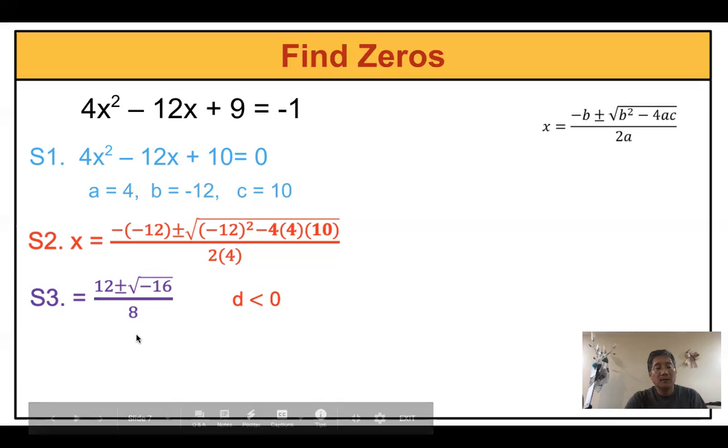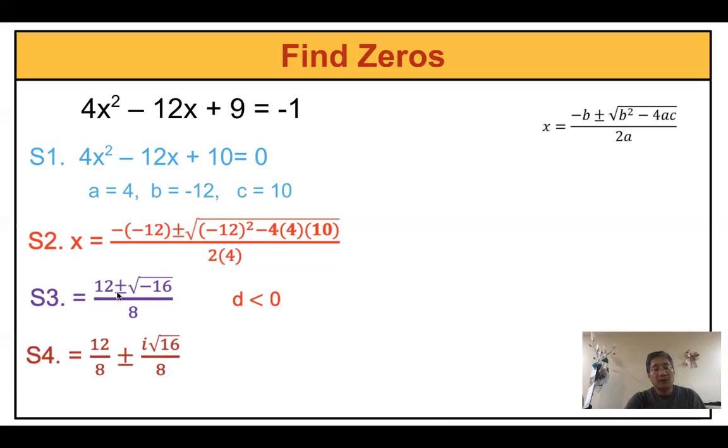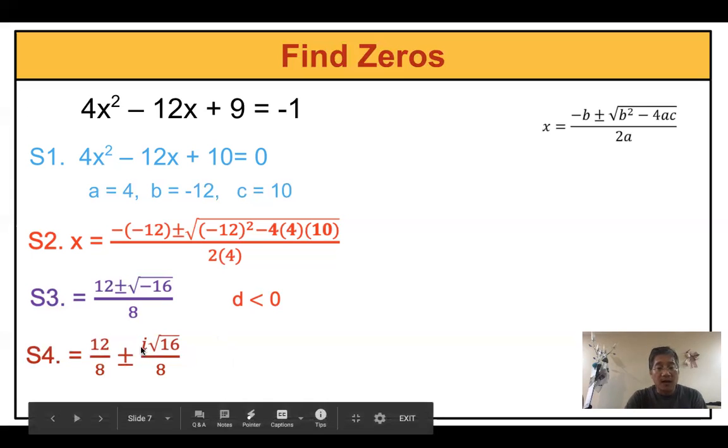So let's simplify. 12, you can separate this into two fractions because 8 is a common denominator. So the two numerators will be separated by the common denominator 8. So 12 over 8 plus or minus square root of negative 16 over 8. But a negative number in the square root becomes the imaginary number i. It comes out of the square root as i, and the rest remains in the square root. Everybody get it? So a negative in the square root becomes i.